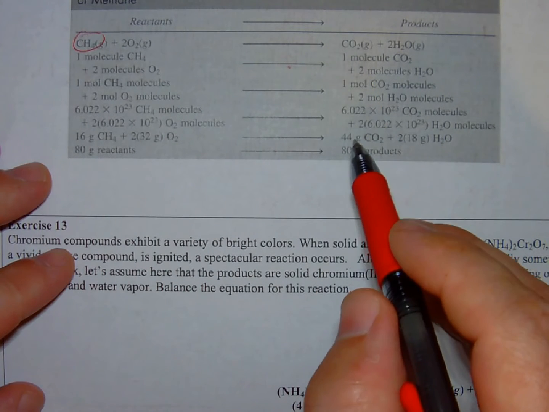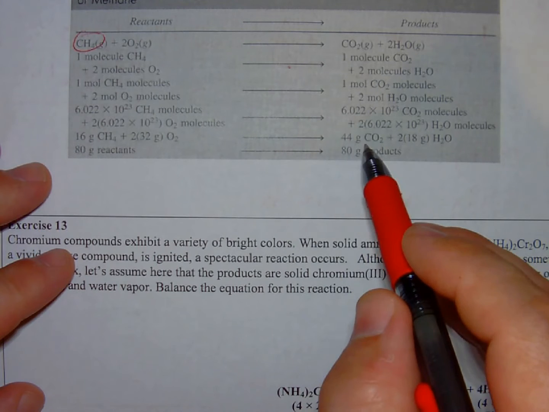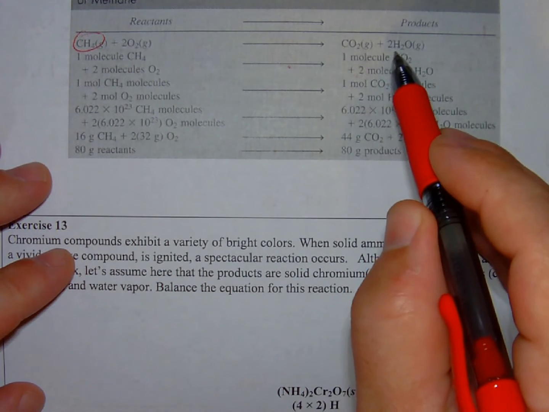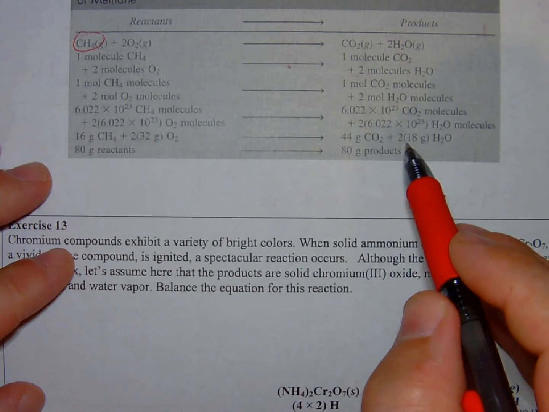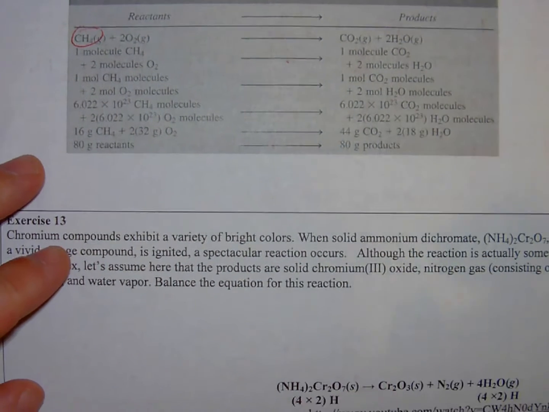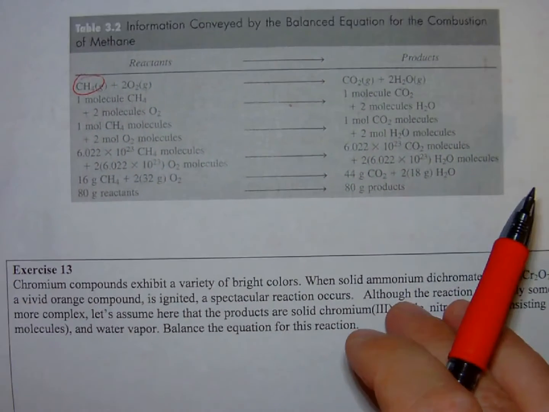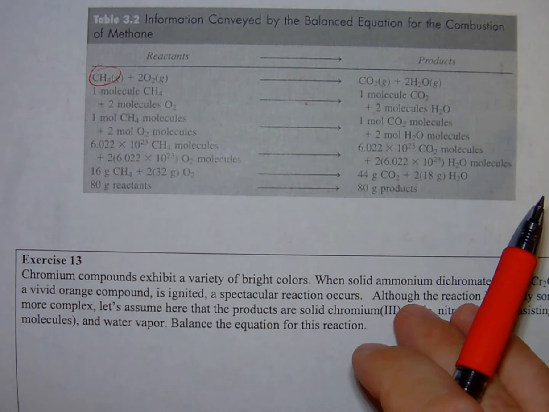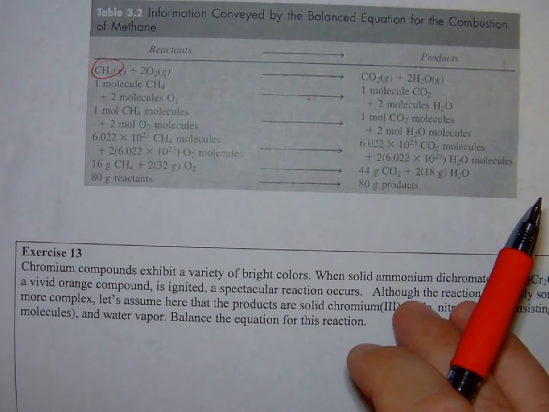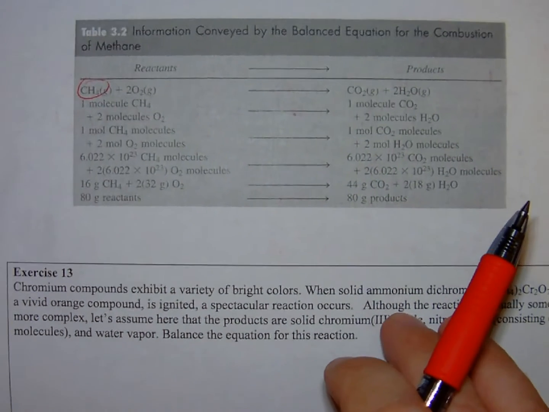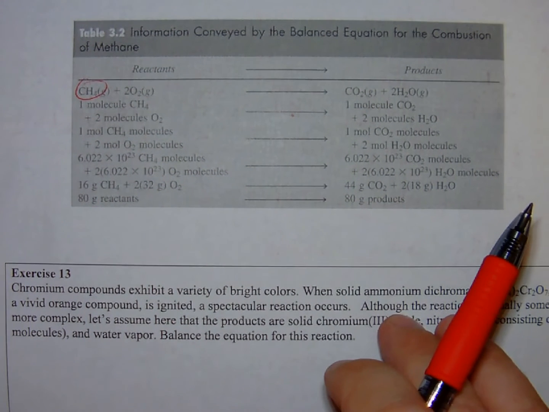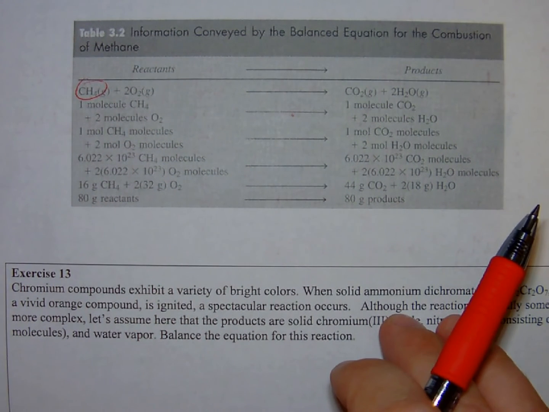1 mole of carbon dioxide has a mass of 44 grams. H2O has a mass of 18, but there are 2 of them, so we're going to multiply that by 2. Add those together. That's 80 grams of products. So again, we're balancing these equations because of Lavoisier's law of conservation of matter. But once we do that, once we balance the equation, there is a lot of information to be used to solve whatever problem we have to solve.